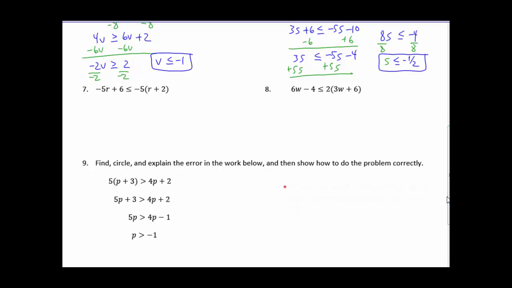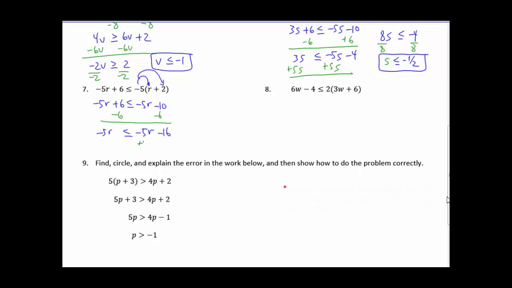On 7, just double checking again, because we have parentheses, we need to distribute. So we have negative 5r plus 6 less than or equal to, again, the opposite of r is negative, so this becomes negative 5r. Negative 5 times positive 2 is minus 10. Okay, now let's combine like terms. So let's move the 6. We're going to subtract 6 over. We're left with negative 5r less than or equal to negative 5, and then this makes negative 16.